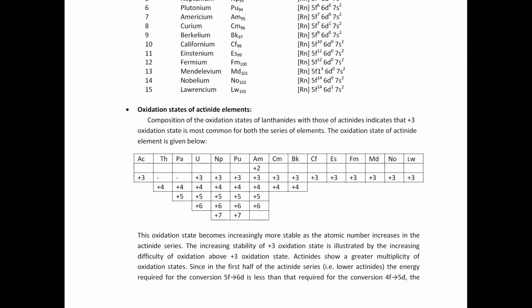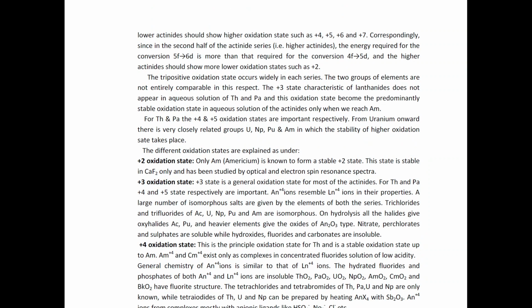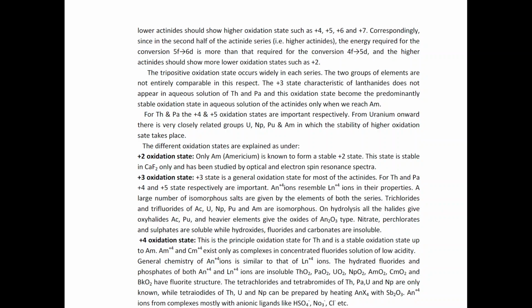The increasing stability of the +3 oxidation state is illustrated by the increasing difficulty of oxidation above +3. Actinides show a greater multiplicity of oxidation states, since in the first half of the actinide series the energy required for the conversion of 5f to 6d is less than that required for the conversion of 4f to 5d. Lower actinides should therefore show higher oxidation states such as +4, +5, +6, and +7.